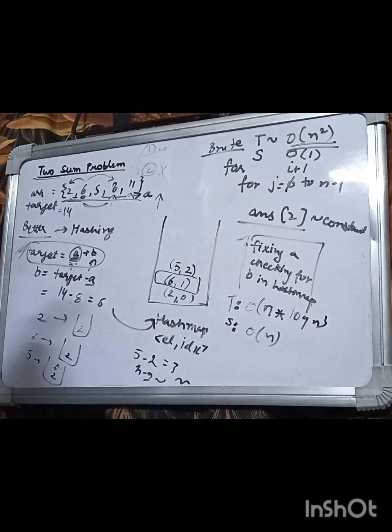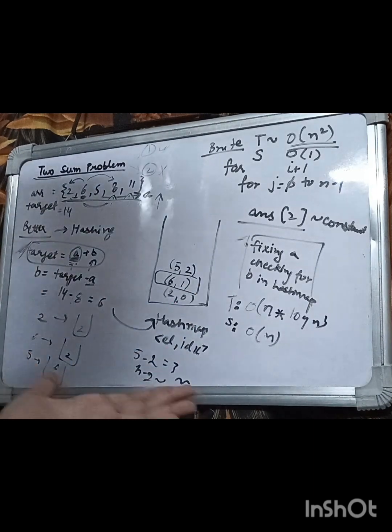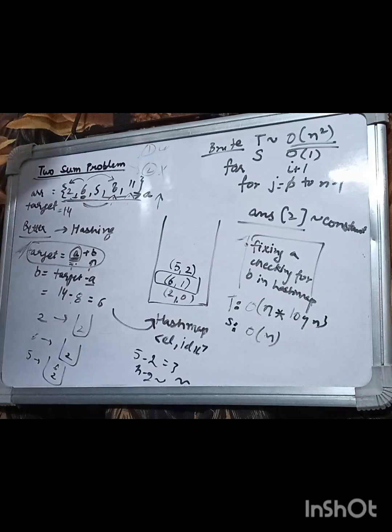But make sure it is optimal only for variant 1, in which we have to return true or false, whether the pair exists or not. But for the second variant, this is the optimal approach of hashing. Okay, let's study the optimal approach for variant 1.